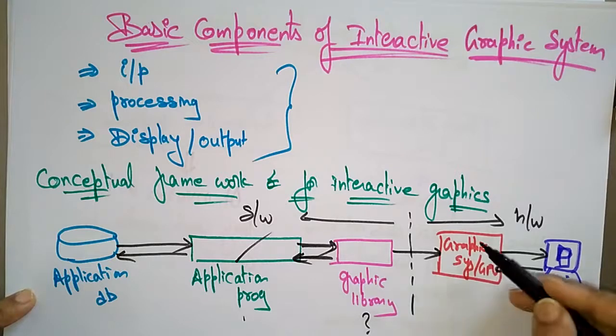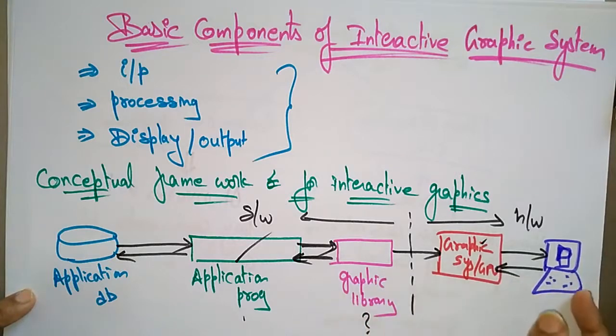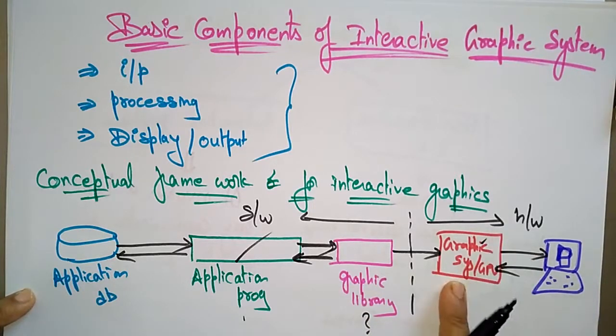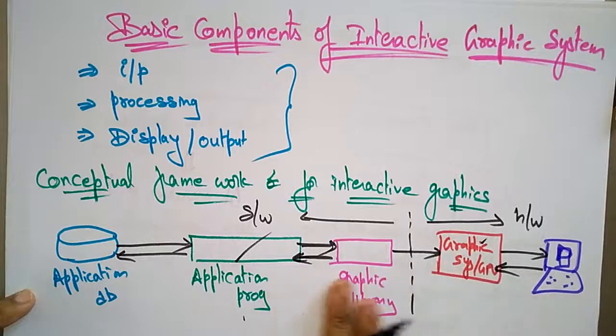And the graphic system is present between the display unit and the graphic library, so it acts as an interface between the graphics and the hardware part. So this is the conceptual framework for interactive graphics.